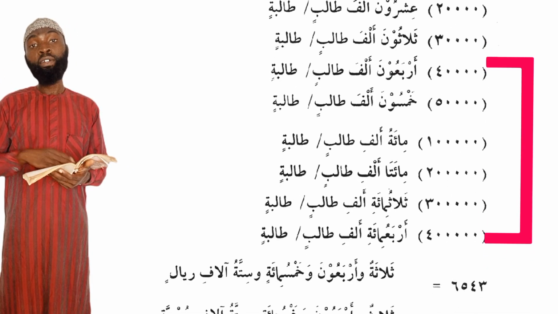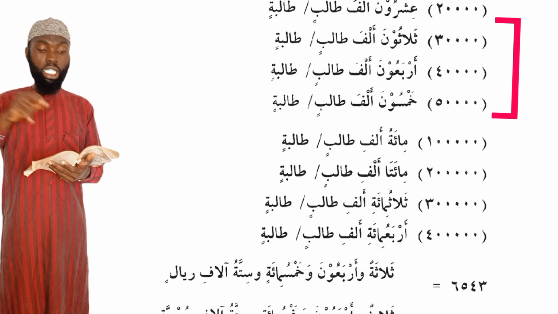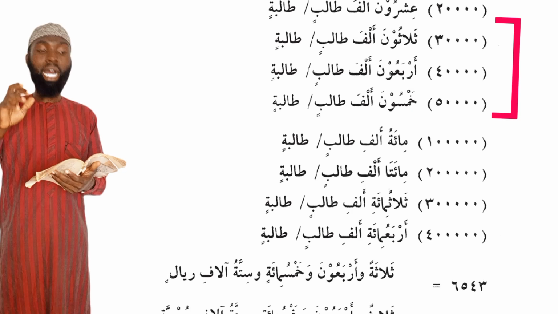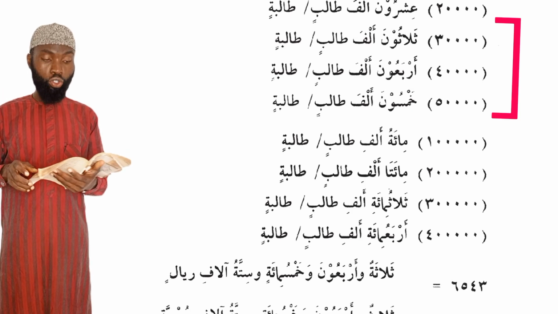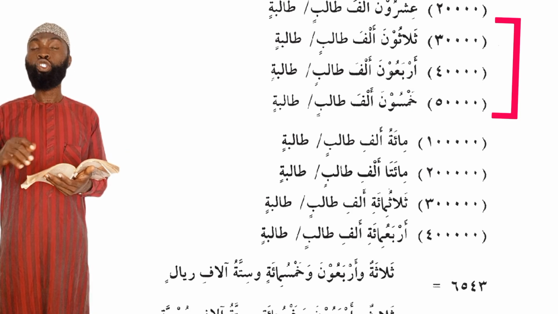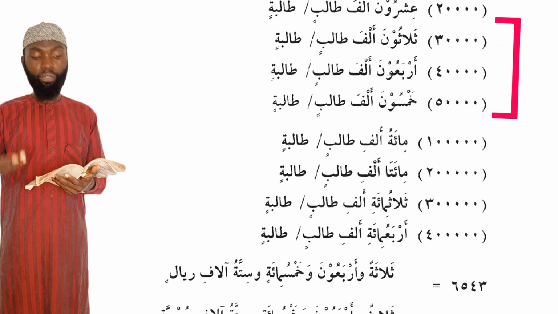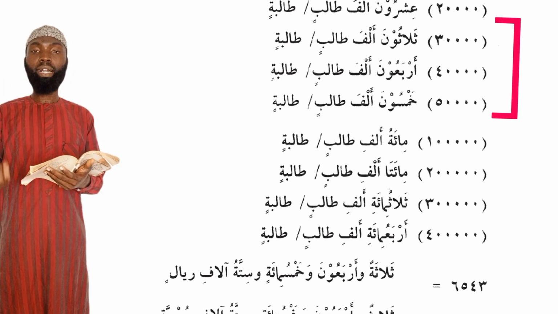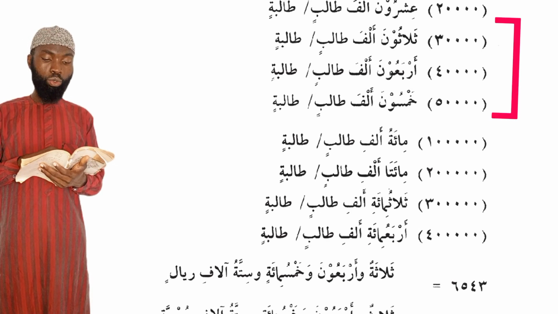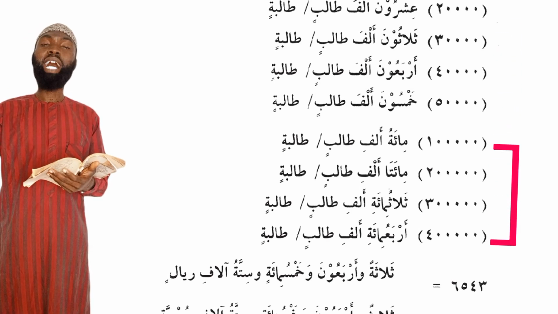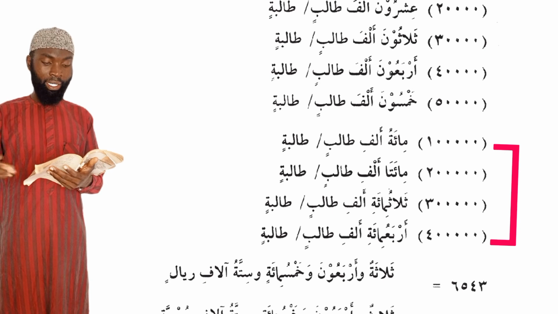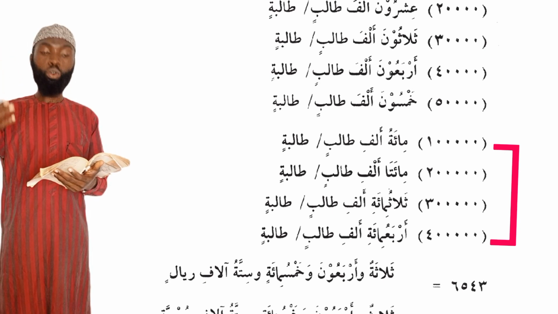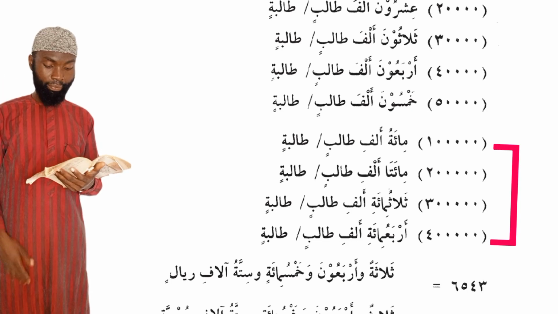MashaAllah. When you have 20,000, it will be ishuruna alfan. From 20,000, we are going to be using the single form of the alf. So 20,000, ishuruna alfin. Thalathuna alfin. Then arba'una alfin. MashaAllah. Then if you want to count from 100,000, it will be mi'atu alfin, mi'ata alfin, thalathu mi'ati alfin, arba'u mi'ati alfin, then khamsu mi'ati alfin.